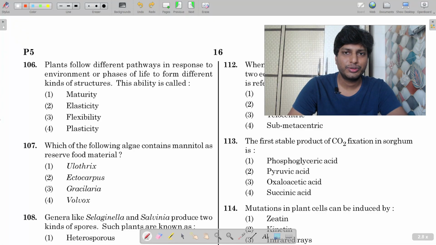So in today's video, we are going to talk about some of the MCQs which have appeared in the NEET examination, and I'm going to show you how we have to attempt the NEET MCQs. So in this particular video, let us see how we can actually attempt the NEET MCQs. This particular question is from the chapter Plant Growth and Development. So let me read the question for you all.